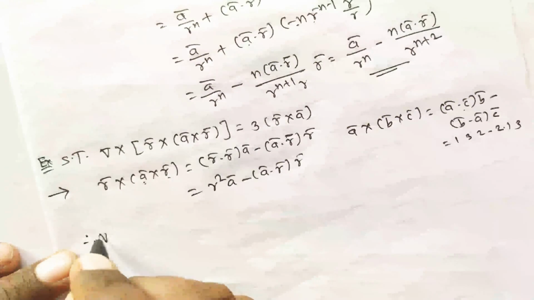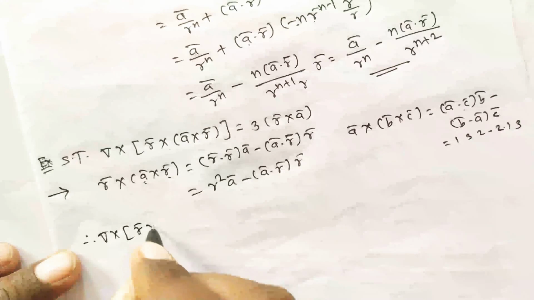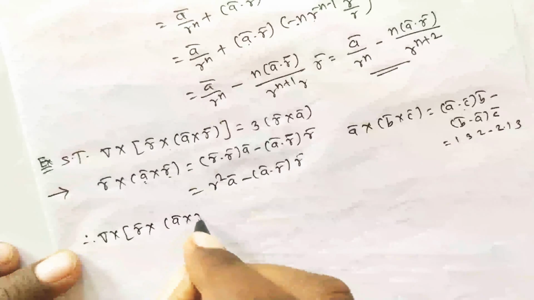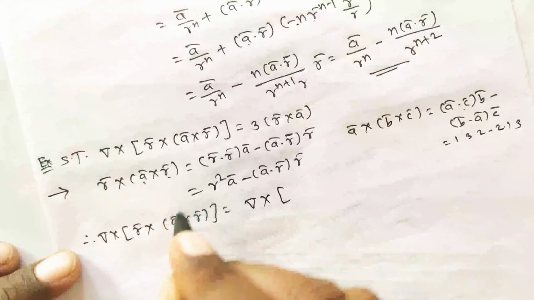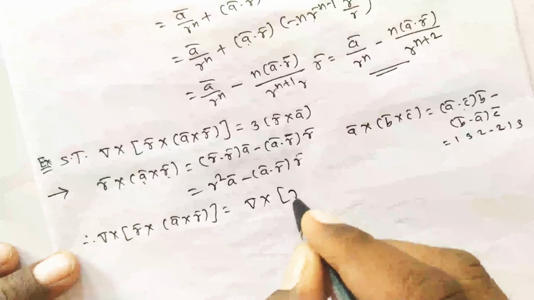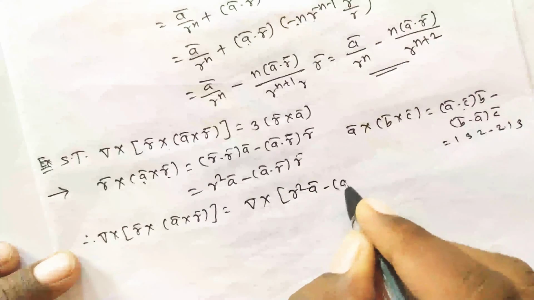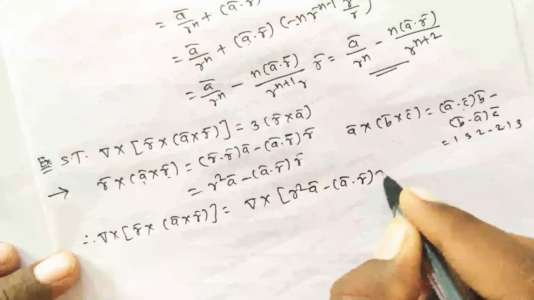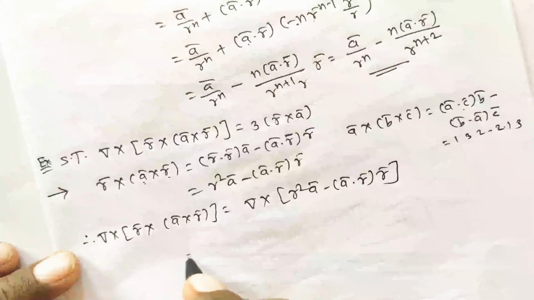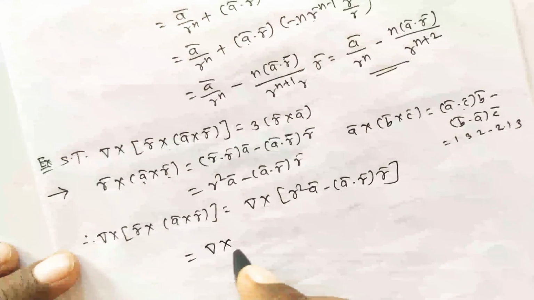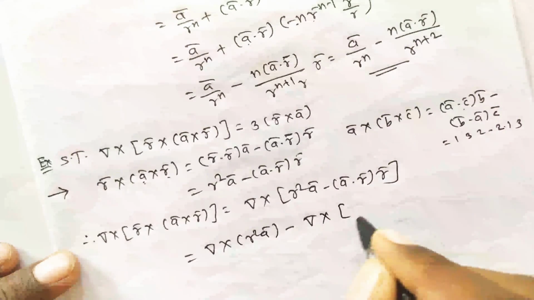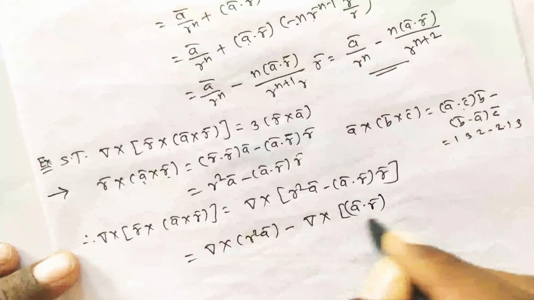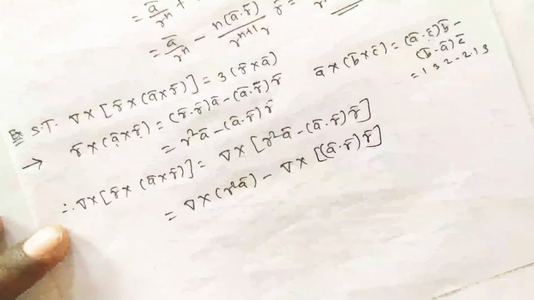Now operate del. You have to show that here. Therefore del cross r bar cross a bar cross r bar is equal to del cross the value of this square bracket put here, that is r square a bar minus a bar dot r bar into r bar. Separate this: it is equal to del cross r square into a bar minus del cross a bar dot r bar into r bar. Now you can solve this.